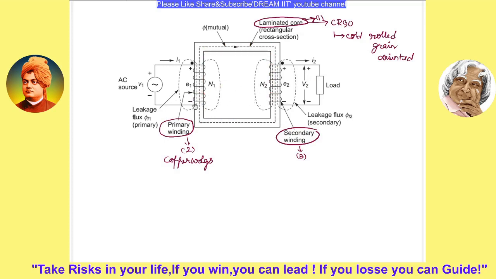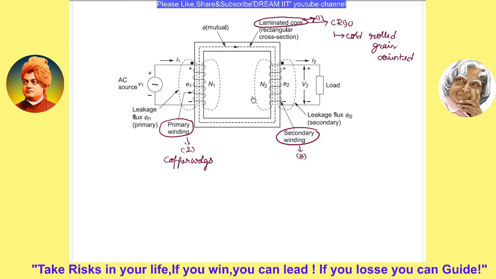If you observe clearly, there is no physical connection between the primary winding and the secondary winding. Because of electromagnetic induction, because of this mutual flux, EMF will be induced in the secondary winding also. That is Faraday's law of electromagnetic induction. Let us see the working principle of the transformer.